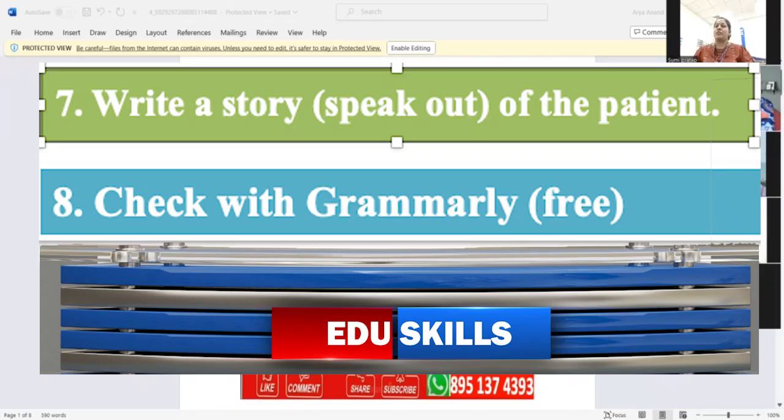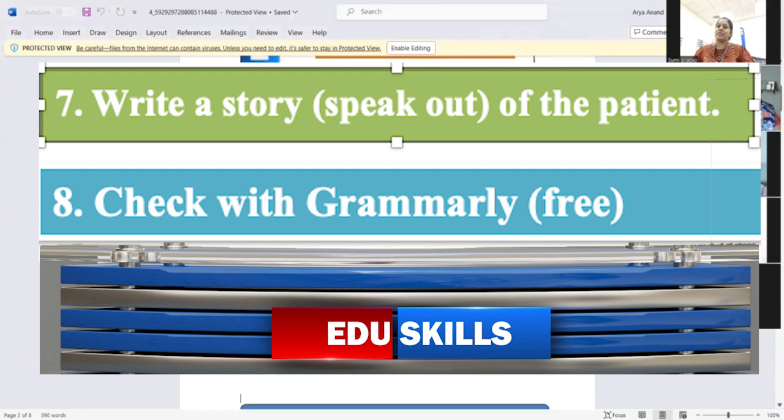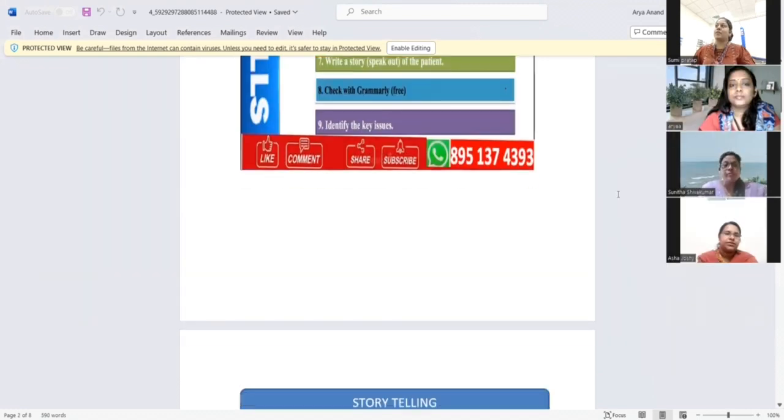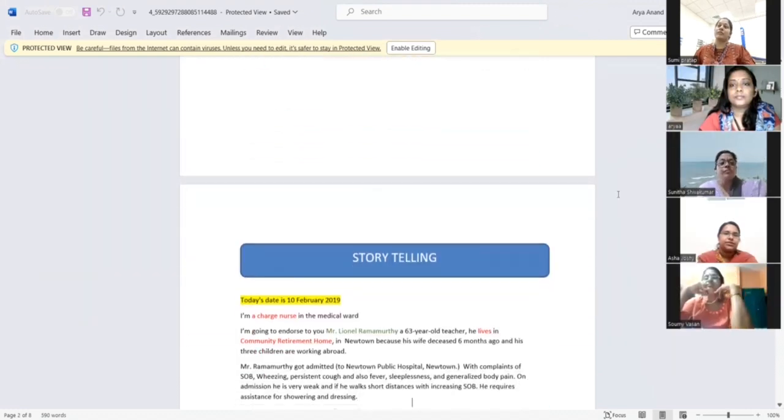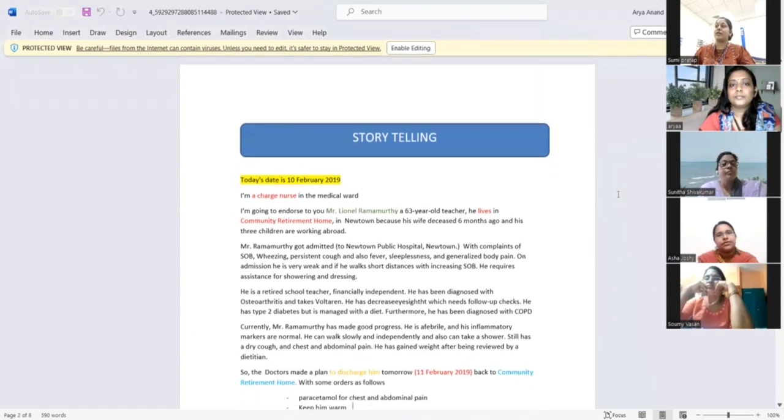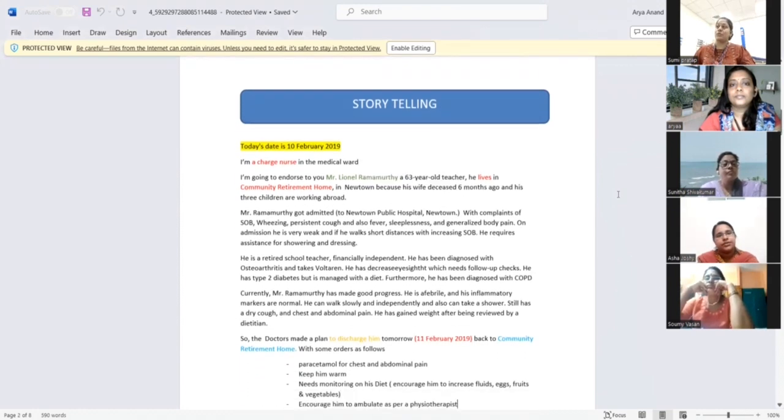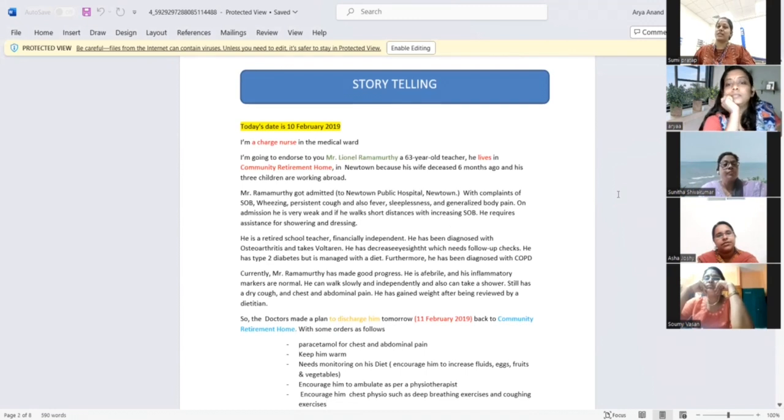So now we took the Ramamurthy case notes to discuss the story. We can see on the second slide the storytelling I have written. This is very important: when we are writing and practicing at home, it will help us during the exam. We need not write the storytelling at the exam center, but when practicing at home, it will help us identify the important things in the case notes.